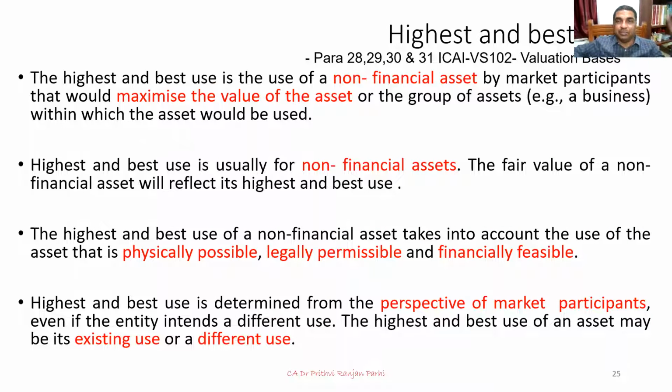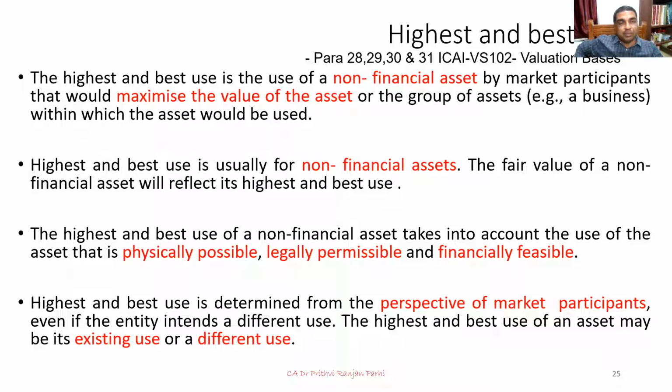And here also we are talking about this HABU concept, the highest and best use concept. This concept or premise is used mostly for non-financial assets. This has been clearly defined in the Indian Valuation Standard. Highest and best use is the use of a non-financial asset by a market participant that would maximize the value of the asset or group of assets within which the asset would be used. So it is clear that it is mostly used in non-financial assets.